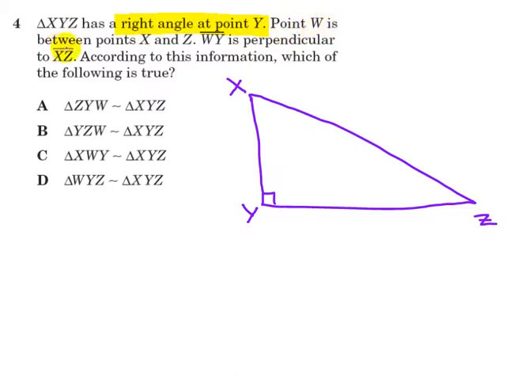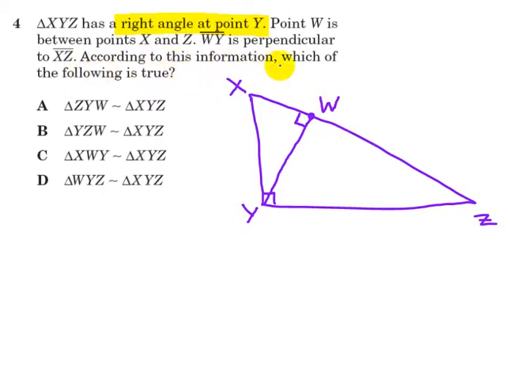Point W is between points X and Z. So W's in here somewhere. And WY is perpendicular to XZ. So we want it perpendicular to XZ. So this point is W.